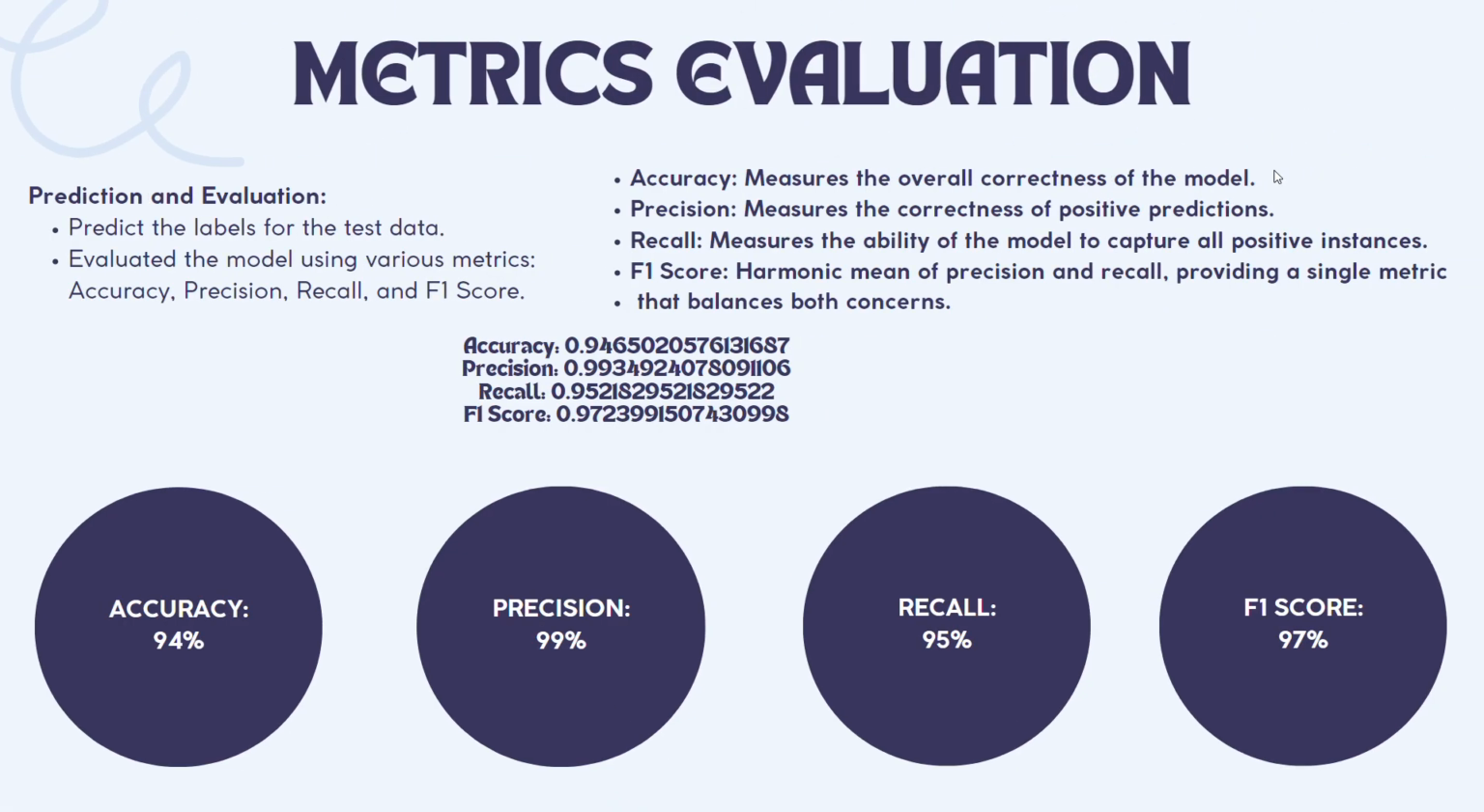On testing the model on the test dataset, we evaluated the model's metrics: accuracy, which measured the overall correctness of the model, to be 94%; precision, which measured the correctness of the positive predictions, to be 99%; recall, which measured the ability of the model to capture all the positive instances, to be 95%; and lastly the F1 score, which is the harmonic mean of precision and recall, to be 97%.